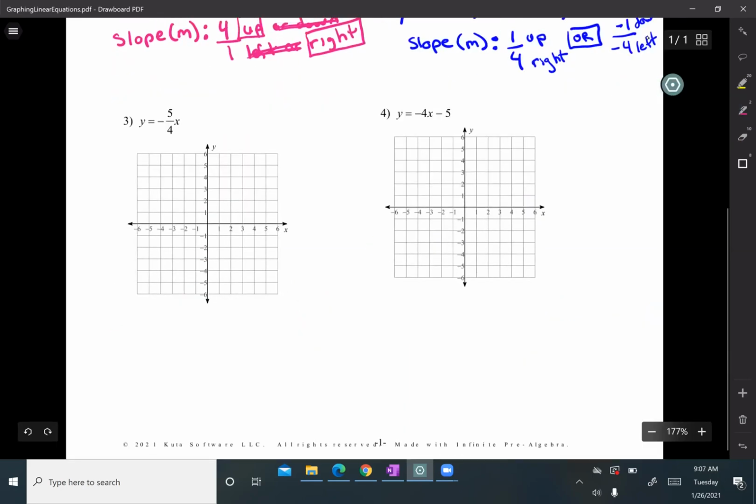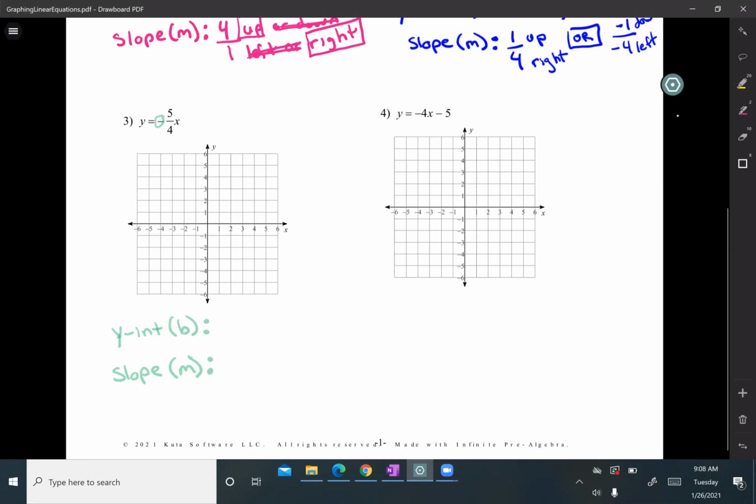For number 3, this one's a little bit different. If you look at y equals -5/4x, think about, and maybe even in the chat, tell me, do you think that's your slope or do you think that's your y-intercept? In this problem, your -5/4x, because it's next to the x, that's actually your slope.